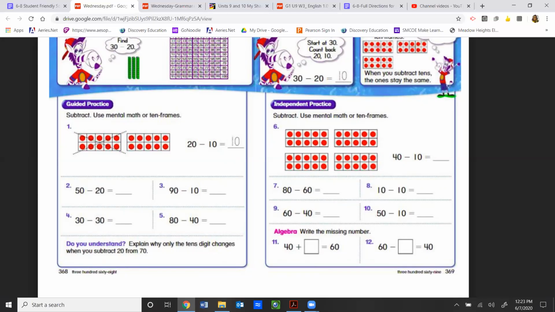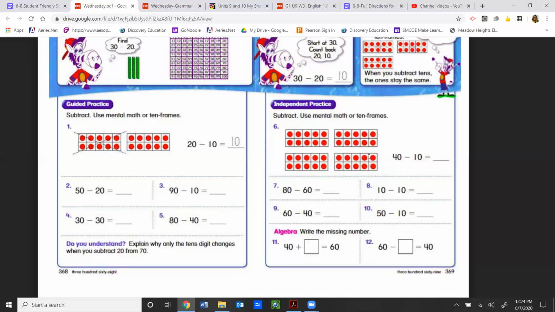It's okay. Okay, so for number 1, they used 10 frames to help them solve this problem. So you had 20, which is 2 10 frames. 20 minus 10, 1 10 frame is crossed off, and that would be 10. So for numbers 2, 3, 4, and 5, do whatever method's going to work for you. Like I said, if you need to draw a picture, you want to use the hundreds chart, go for it. Okay, and then the do you understand? Explain why only the tens digit changes when you subtract 20 from 70.